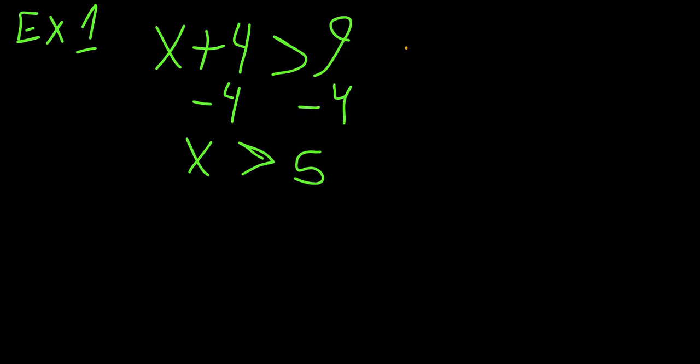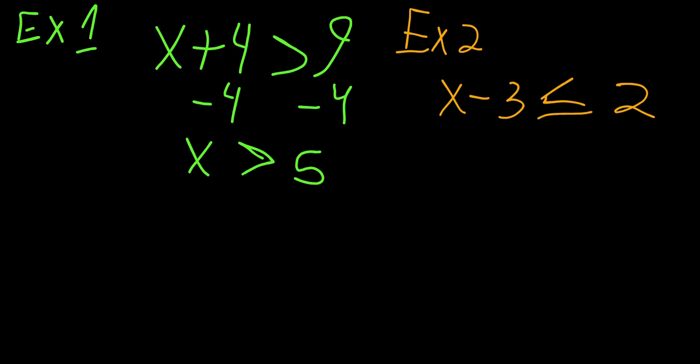Okay, let's take on another example here. Example 2. Now this example is going to solve an inequality with subtraction. x minus 3 is less than or equal to 2. Okay, how do we approach this? We add 3 to both sides. x is less than or equal to 5.